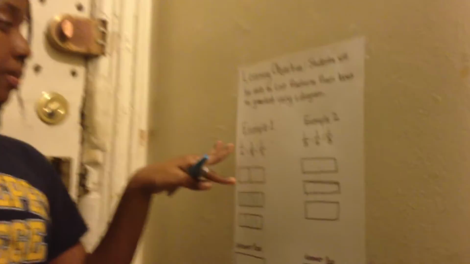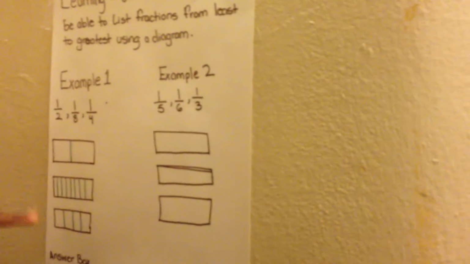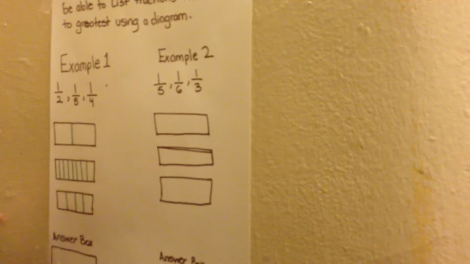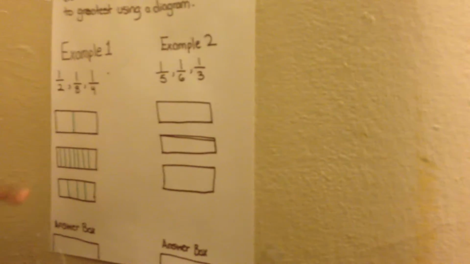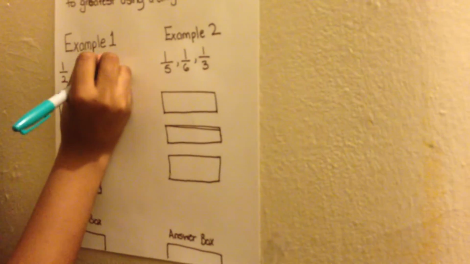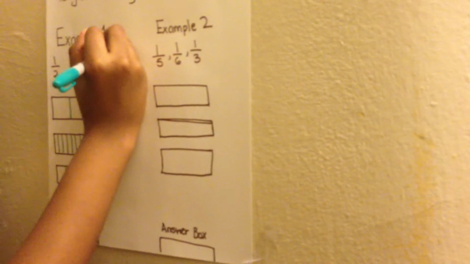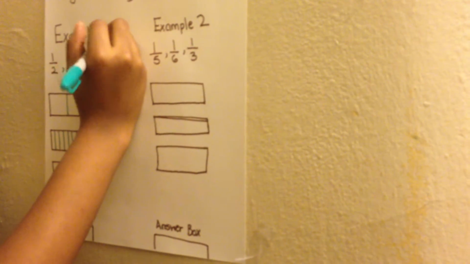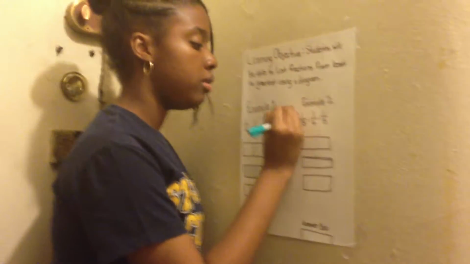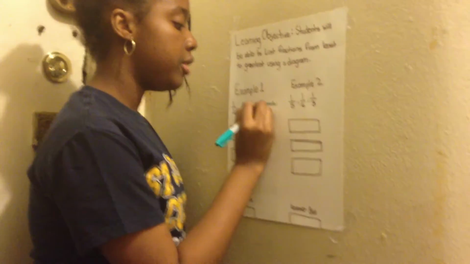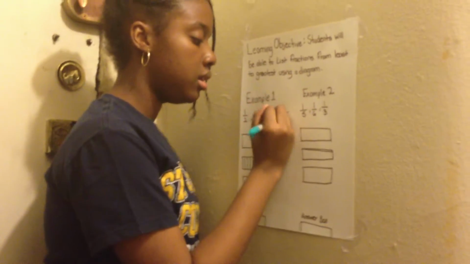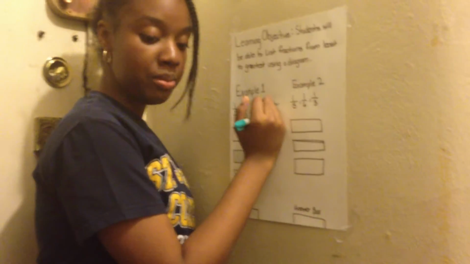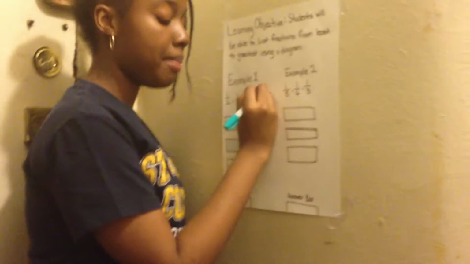In the first part, we're going to take the number in the numerator and we're going to shade that number into our diagram. So the top number is called what? We call it the numerator. And for the bottom number, say it with me: denominator.